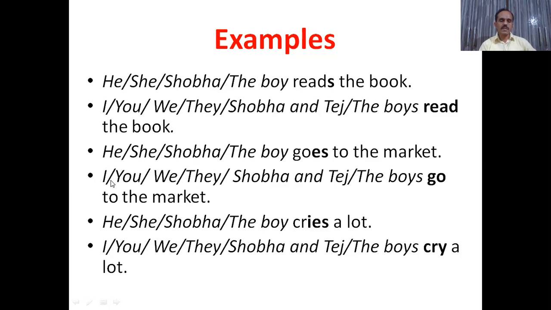Fine. So next example. I, you, we, they, Shobha and Tej, the boys, go to the market. See, go is also present tense. Then why have we not added ES? Because the subject here is first person singular, I; you is second person singular; and the remaining are plurals. When the subject is plural, or first person or second person singular, we do not add S or ES; we keep the base form of the verb in the present tense.